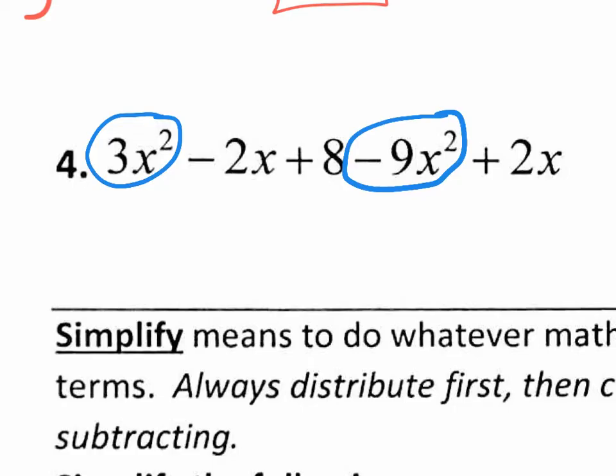Do I have or do I owe? Oh, so that means negative 6 of those x squares. Exponents don't change because we're not multiplying. We're just adding and subtracting.